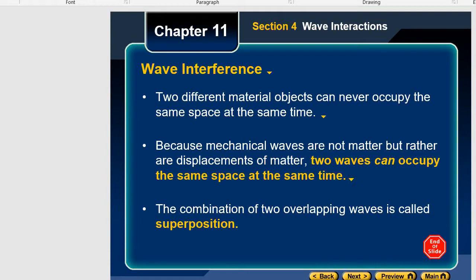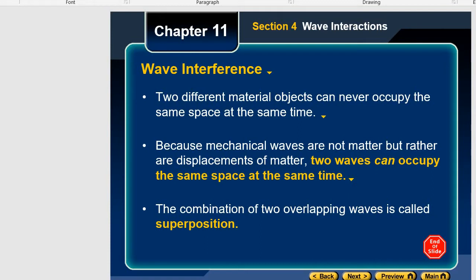We have said that we have two types of waves, mechanical waves and electromagnetic waves. Mechanical waves are the waves that need a medium to transfer, but electromagnetic waves do not need a medium to transfer.